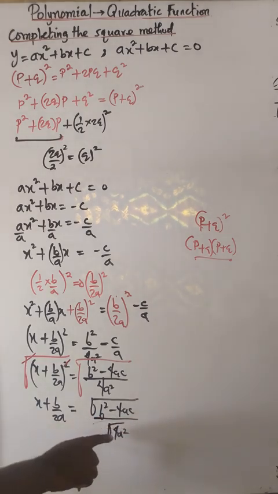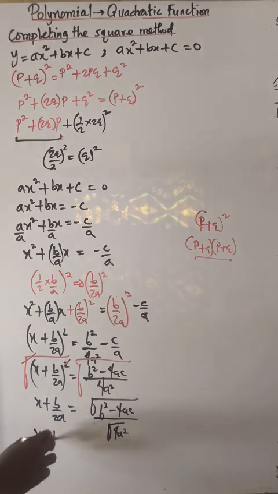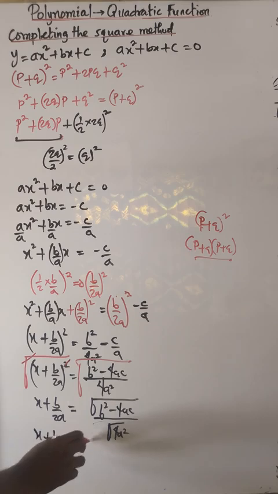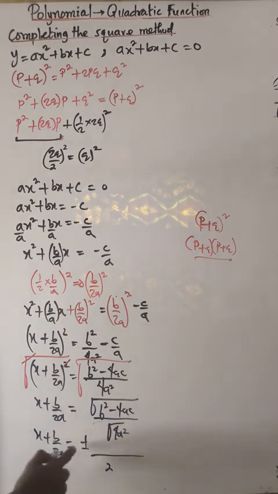And what's the square root of 4? Plus or minus 2. So at the end, we have x plus b over 2a equals plus or minus. So what do you have here? The square root of 4 is plus or minus 2. Let's put the sign here.